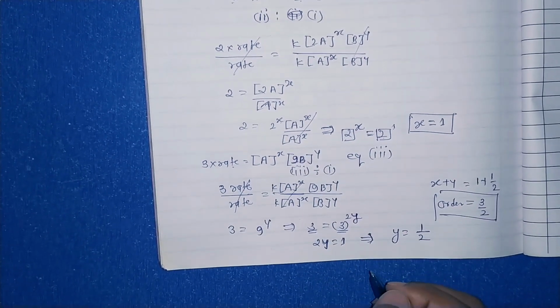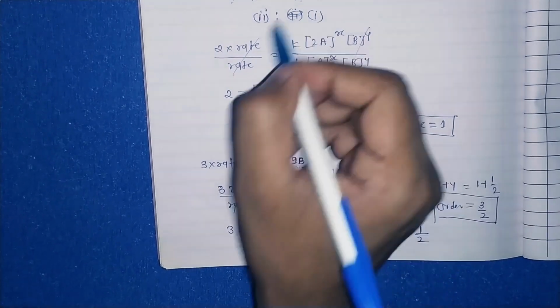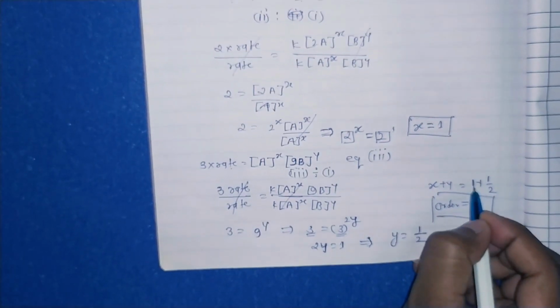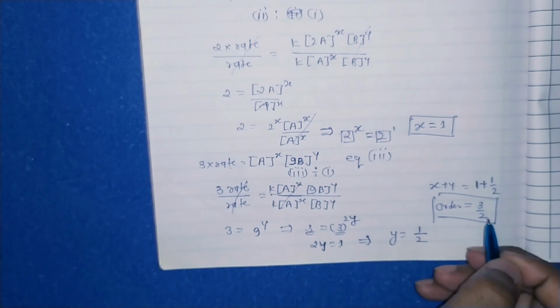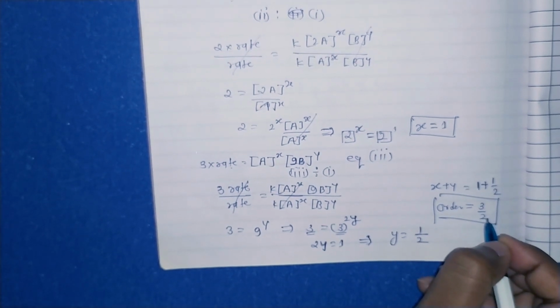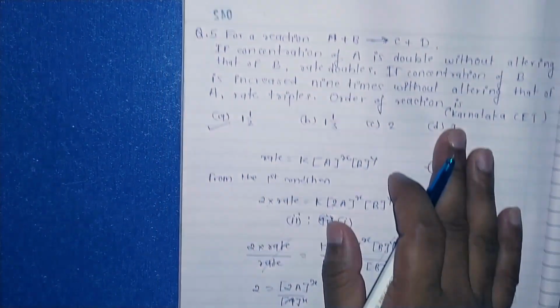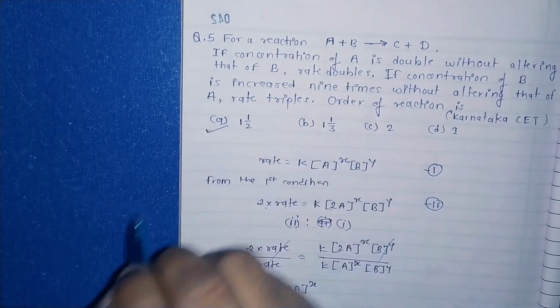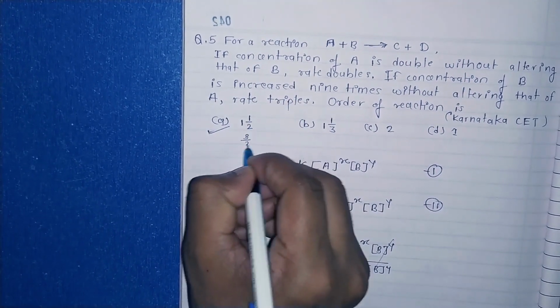And we know what our order is: X plus Y. So it will be 1 plus 1/2, that is 3/2. And your option will be 1 plus 1/2, that is 3/2. Okay.